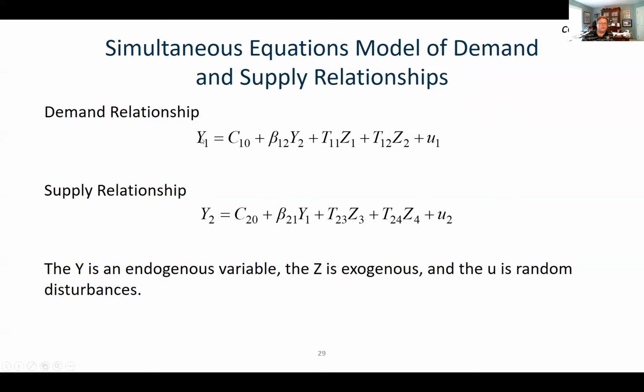By the way, how do you forecast with this system? Well, we use the analytically derived reduced form. So conditional on forecasts of Z1, Z2, Z3, and Z4, and the estimated coefficients of the betas and taus, we can then put together an expression to allow us to forecast.